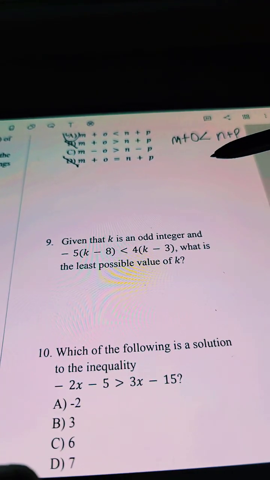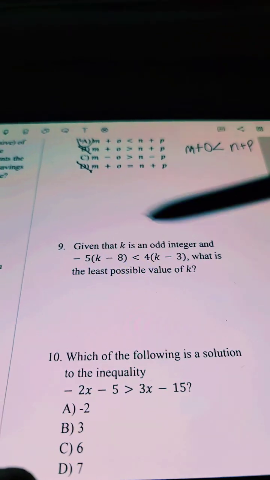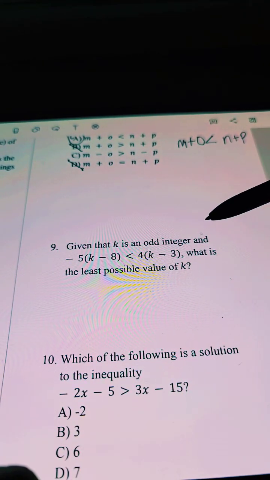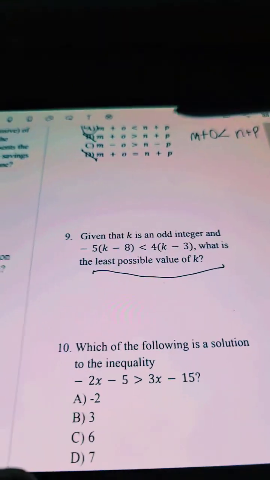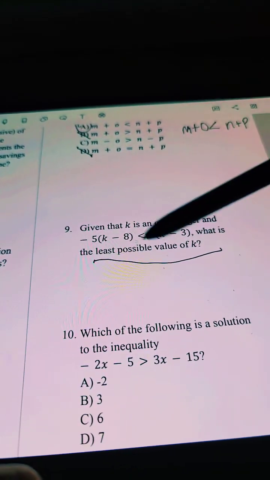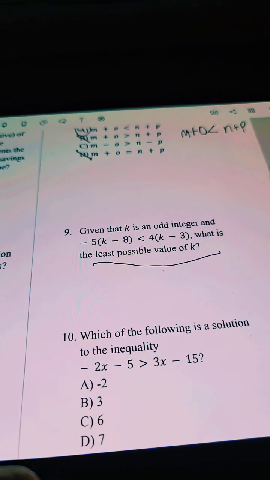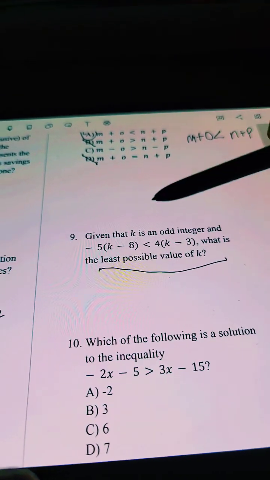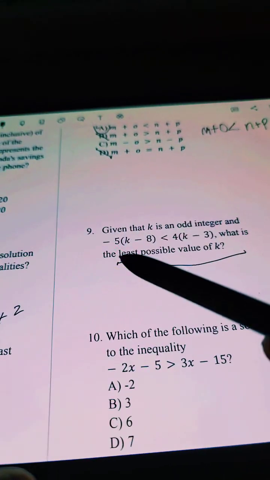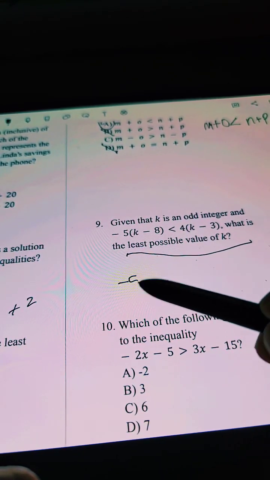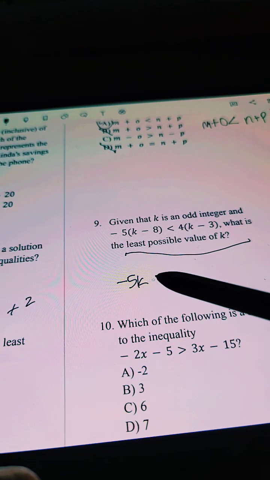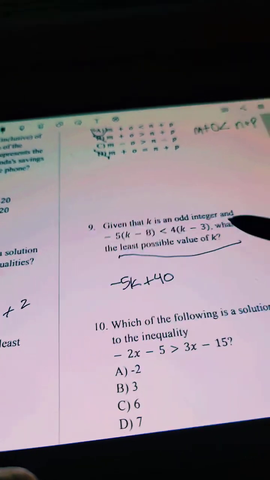So then let's go to number 9. For number 9, given that k is an odd integer and we have this, what is the least possible value of k? So the least possible thing k could be. And we know that k is an odd integer. So let's start by doing the distributive property, -5 times each of these terms in parentheses. So that's going to be -5k, and -5 times -8 is going to be plus 40.